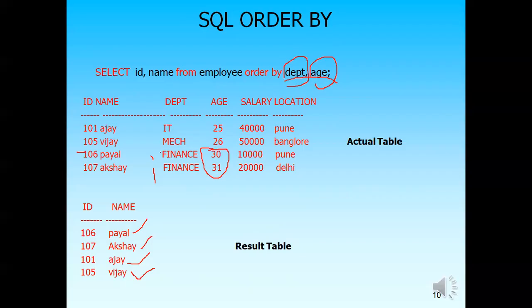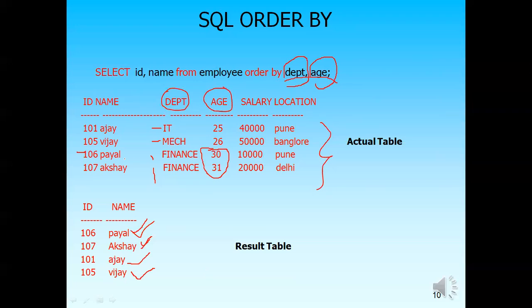So here is the result. This is my actual table here. My first department will be finance. If you observe, Payal and Akshay belong to finance, so these are coming first. Then Ajay belongs to the IT department, and Vijay is from the mechanical department. So my data is sorted in ascending order of the department. After the department column, the nested sorting will be applied on the age column.